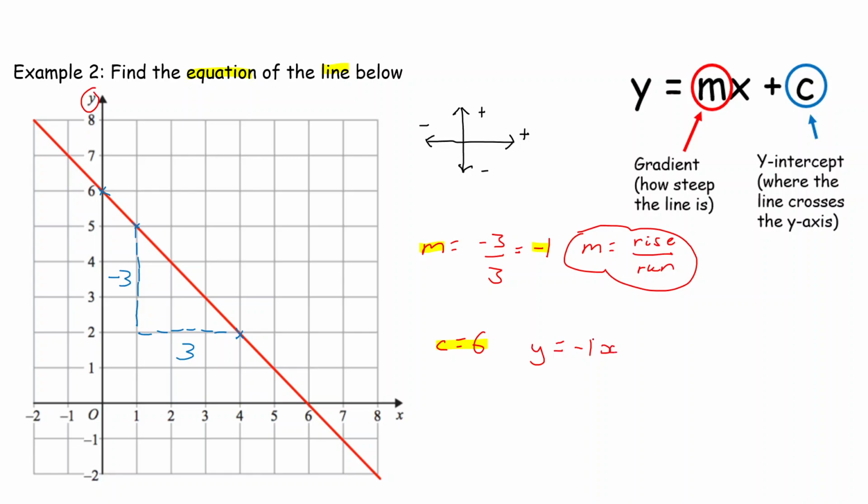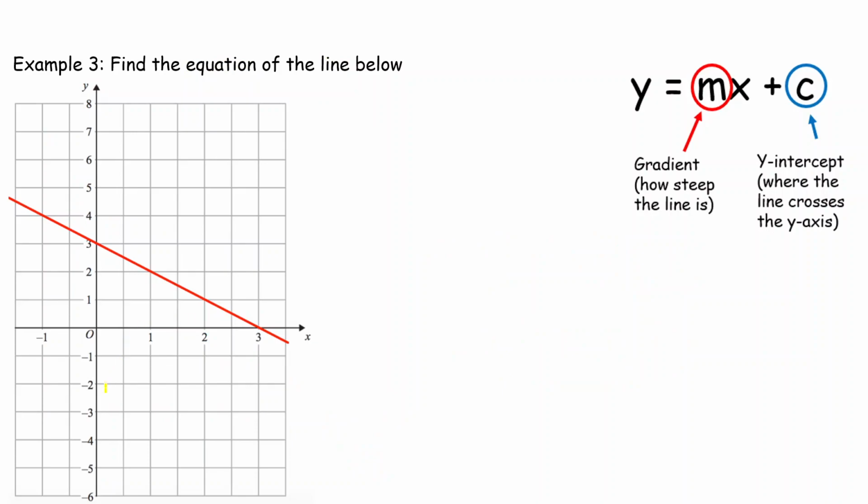And that is fine, it looks a bit clumsy, minus 1x we can just write as minus x. It means exactly the same thing. So minus x, and your c value is equal to 6, and it's positive, so plus 6. So that there is the equation of this line. Y is equal to minus x plus 6 is this red line down here.